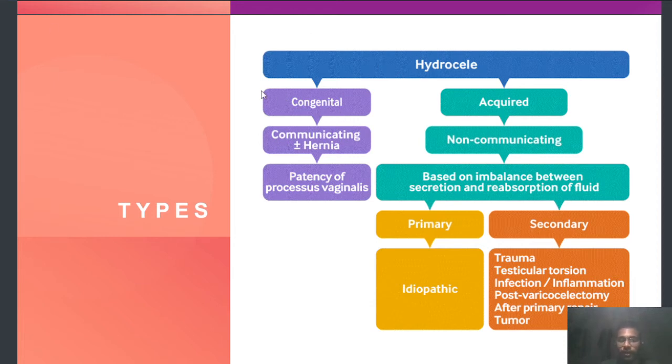The congenital hydrocele is basically a communicating type of hydrocele. You can also call it hernia. In this communicating hydrocele, we'll learn more about this in a little bit. In this communicating type of hydrocele, you can also have hernia. There are really possibilities of hernia, and the reason why there are a lot of chances of getting a hernia is the patency of processus vaginalis.